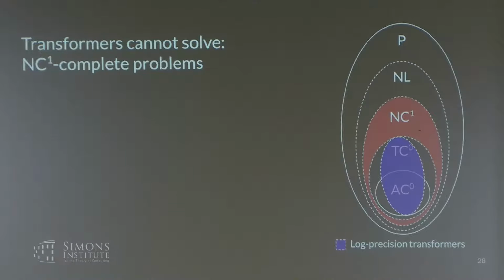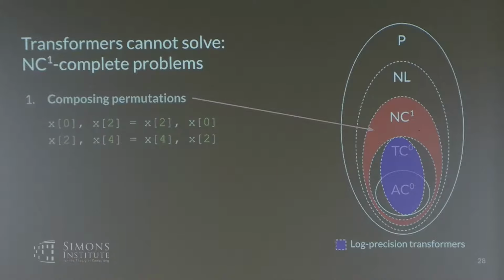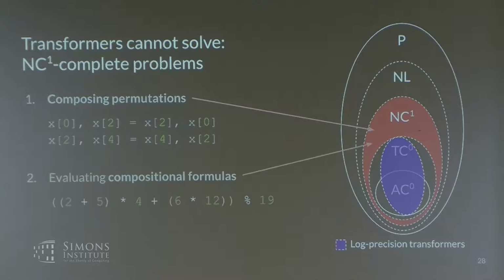There are other problems that are NC1 complete that are interesting. I just mentioned this S5 problem, which is closely related to composing permutations. For example, if you have lines of Python that do permutation composition and you want to evaluate this code, that would be a practical realization of this S5 task that would be inexpressible, in the worst case at least. Another problem related to code evaluation is evaluating compositional formulas.